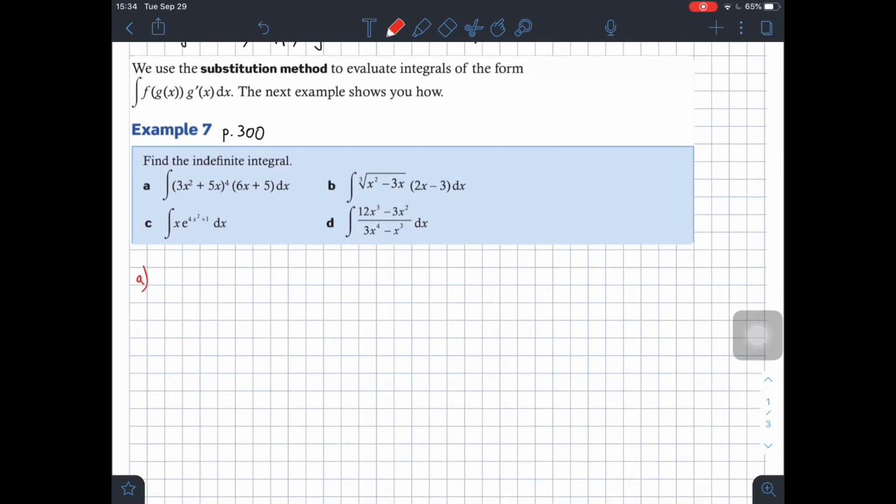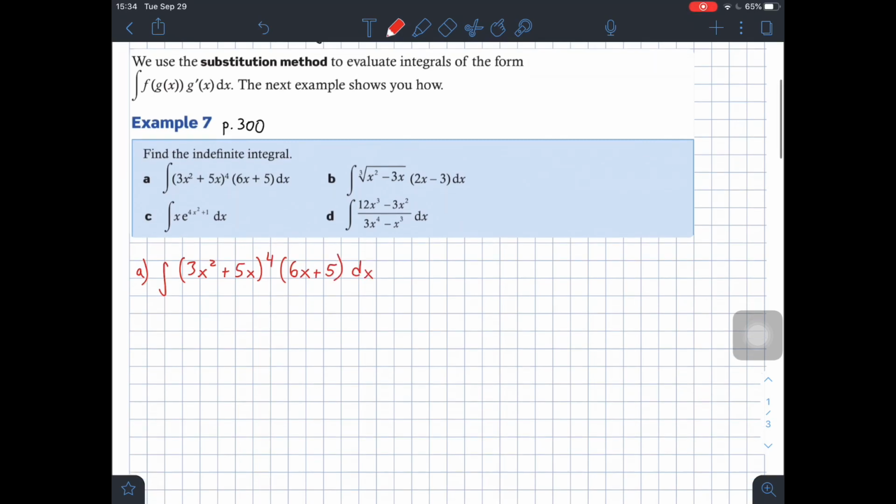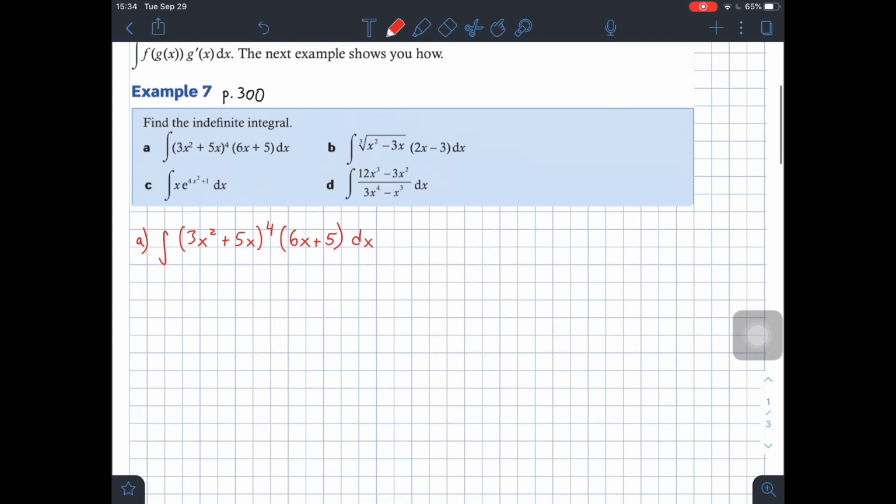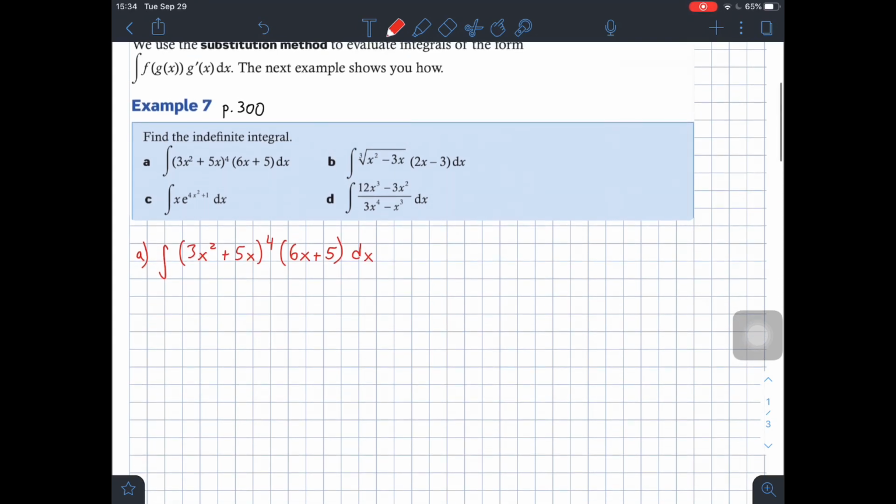So let's see how this works. For part A, for example, we want to find the integral of 3x squared plus 5x to the fourth power, which is being multiplied by another function, which is 6x plus 5, and this is all with respect to x. Okay, so one thing we could think about doing is trying to expand this by multiplying the expressions, but since this is to the power of 4, trying to expand this first at the beginning would take a lot of time, right? And it's not the best way to go.